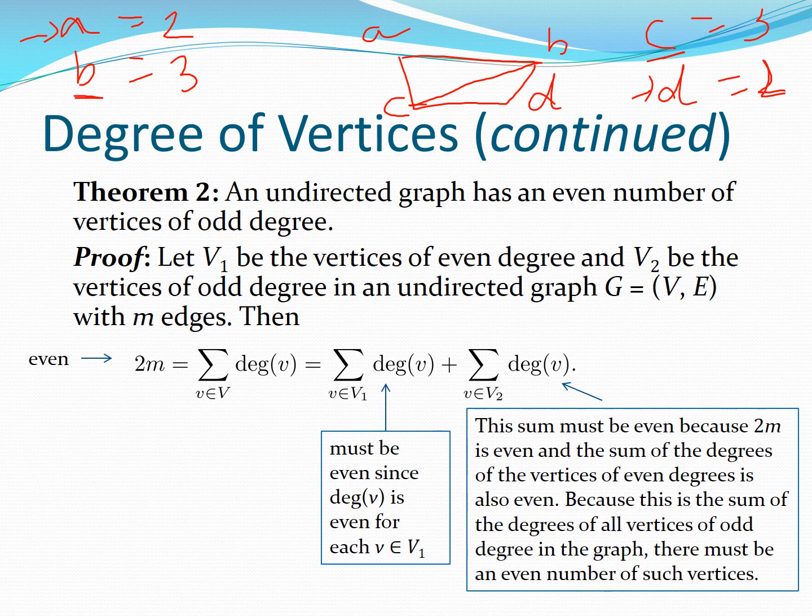In order to prove this, let's say V is the set of all the vertices. Capital V is all vertices.